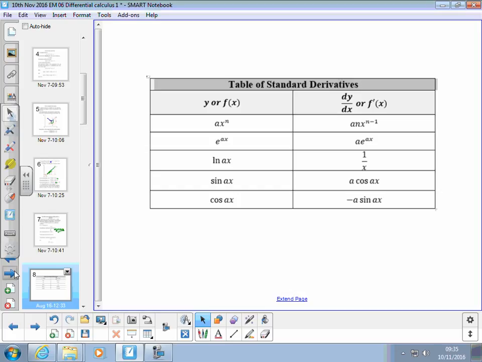Okay, and we're going to go through these anyway. If the function is ax to the n, then the differential is a times n x to the n minus 1. If the function is e to the ax, then the differential is a times e to the ax. Natural log of ax is 1 over x. Sine of ax is a cos ax, and cos ax is minus a sine ax. They're the ones we're going to use. You will have that table in the exam.